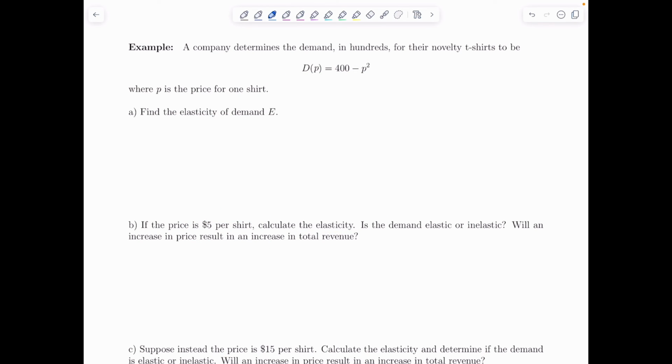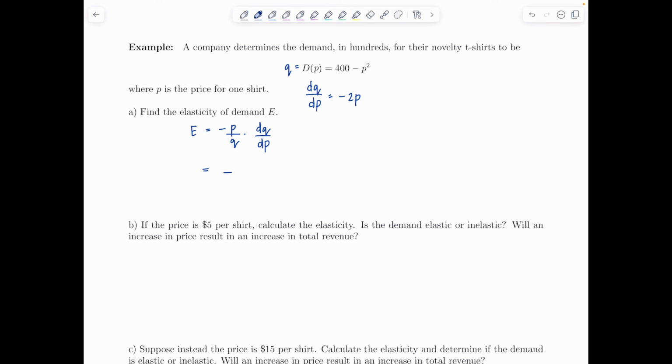A company determines the demand in hundreds for their novelty t-shirts to be D of P equals 400 minus P squared. So this is our demand function. We can also call it Q equals, right? Q is a function of P, where P is the price for one shirt. So part A, find the elasticity of demand E. So remember, E is equal to negative P divided by Q times dQ dP. So let's find dQ dP. I'm going to take the derivative. 400 is a constant. Derivative of negative P squared is negative 2P.